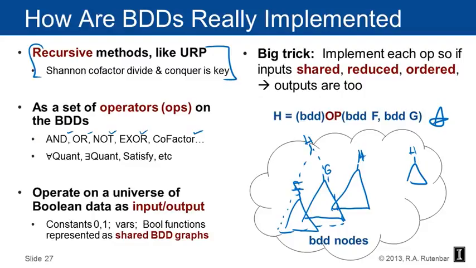But you start with shared, reduced, ordered binary decision diagrams, and you build the operators that you need to do real engineering so that they return to you shared, reduced, ordered BDDs, and everything works beautifully.